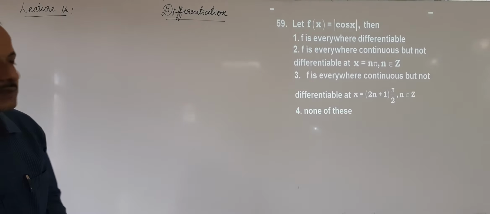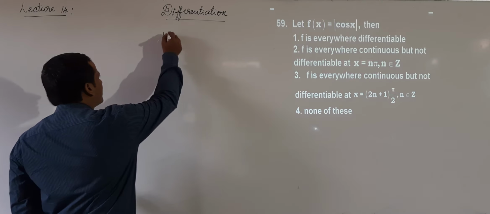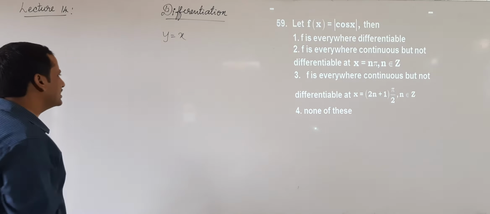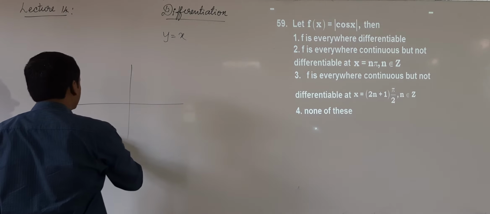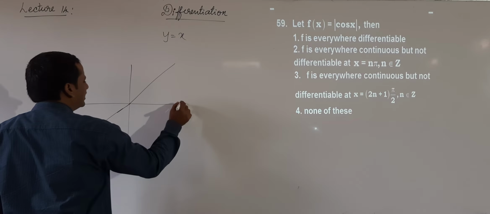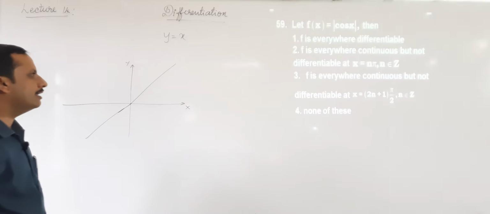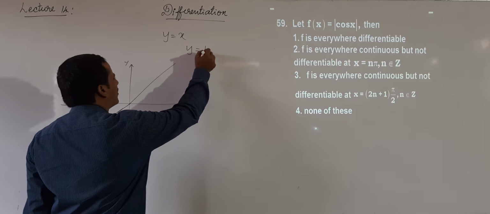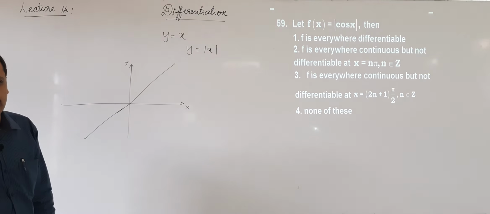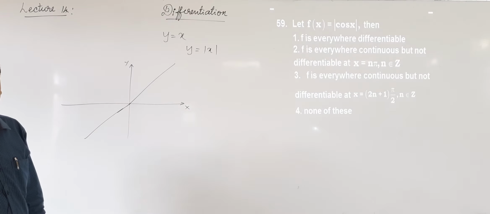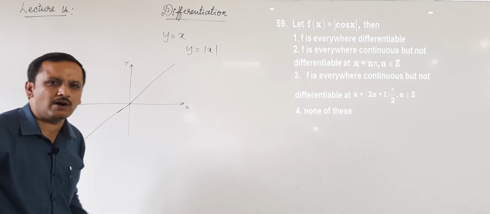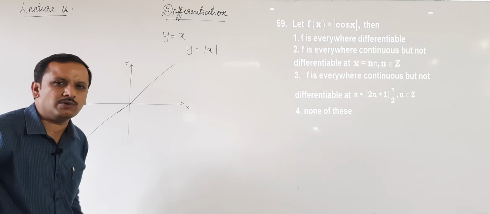Before I draw the graph of mod cos x, I'll explain how to draw the graph of modulus of f of x when you know what f of x is. For example, let me draw the graph of y is equal to x. Y is equal to x is a straight line passing through the origin, making an angle of 45 degrees with the x axis, right? This is the graph of y is equal to x. Now, instead of y is equal to x, if I want y is equal to mod x, what should I do? Mod x is a well known curve, but now I will explain one idea of how you can draw it with the help of the given function.